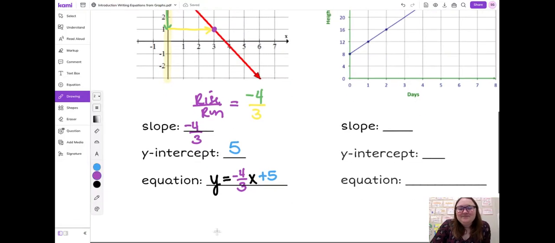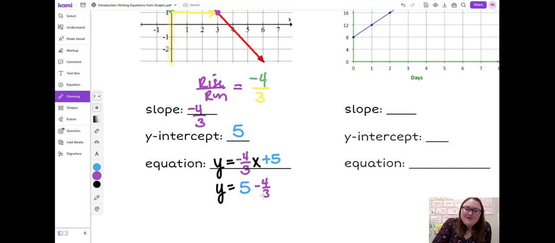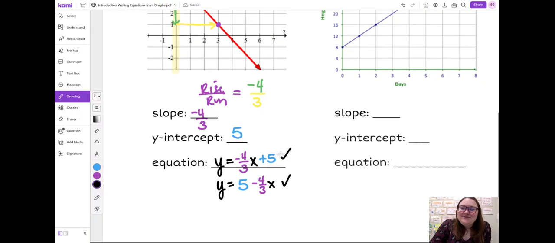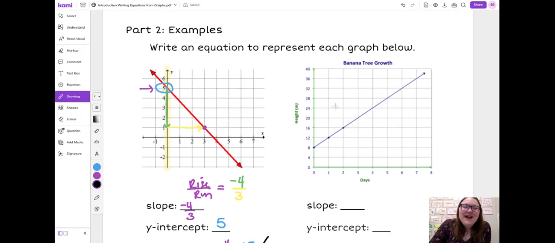And that's our equation. We've also seen that you might see that equation in a different order. So you could write y equals negative 4 thirds x plus 5. Or if you wanted, you could put that positive 5 first and then put your slope, the negative 4 thirds x, put that term second. Both of these are correct answers. I wanted to do that one as an example, and then the second graph I'm going to have you try.